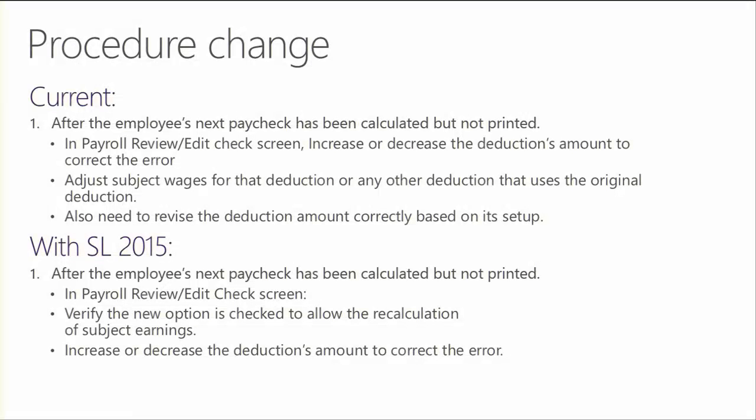Okay. So in the current procedure, you have to go into review edit. You have to go in and make the change. You have to manually calculate what your adjustment's going to be. Then you have to go in and manually change that in the deduction screen. Then you have to adjust the subject wages, the subject earnings, year-to-date earnings. And then you also need to revise that specific deduction amount. Going forward, you go into the screen, you review the new option, you edit the exact deduction you want to change. The button comes up, you click it, you're done. And you're ready to go in and print at that point.